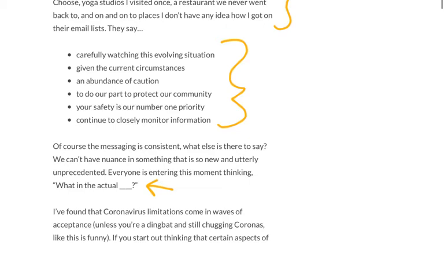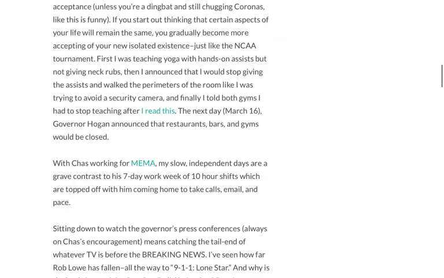I found that coronavirus limitations come in waves of acceptance unless you're a dingbat and still chugging Coronas like this is funny. If you start out thinking that certain aspects of your life will remain the same, you gradually become more accepting of your new isolated existence, just like the NCAA tournament. First, I was teaching yoga with hands-on assists, but not giving neck rubs. Then I announced that I would stop giving the assists and walked the perimeters of the room like I was trying to avoid a security camera. And finally, I told both gyms I had to stop teaching after I read this.